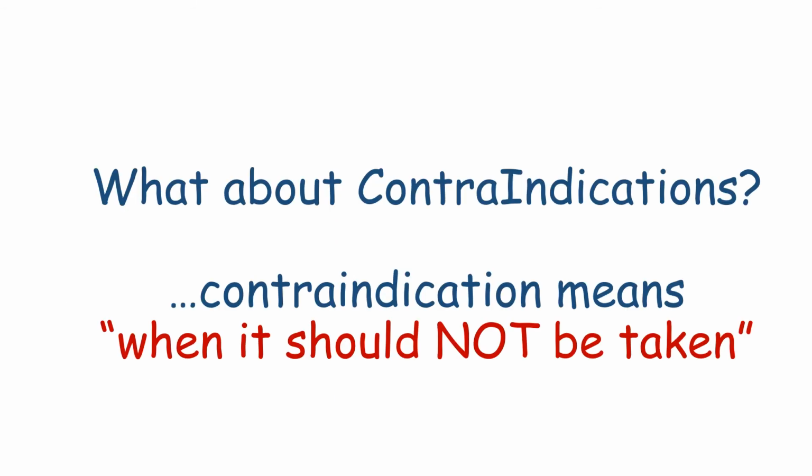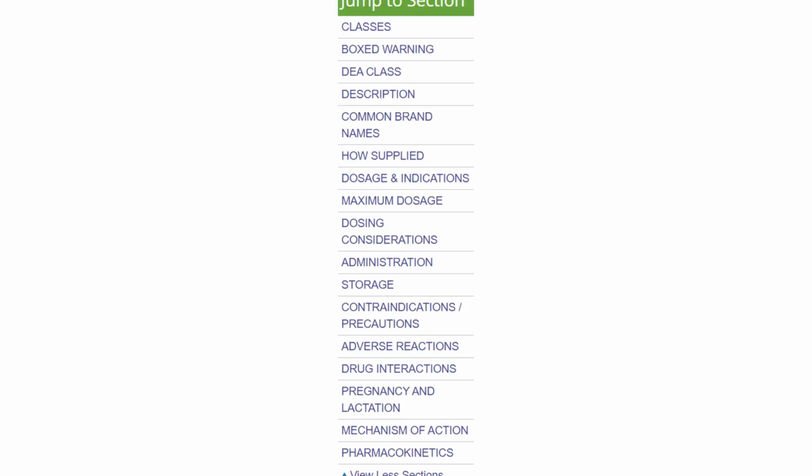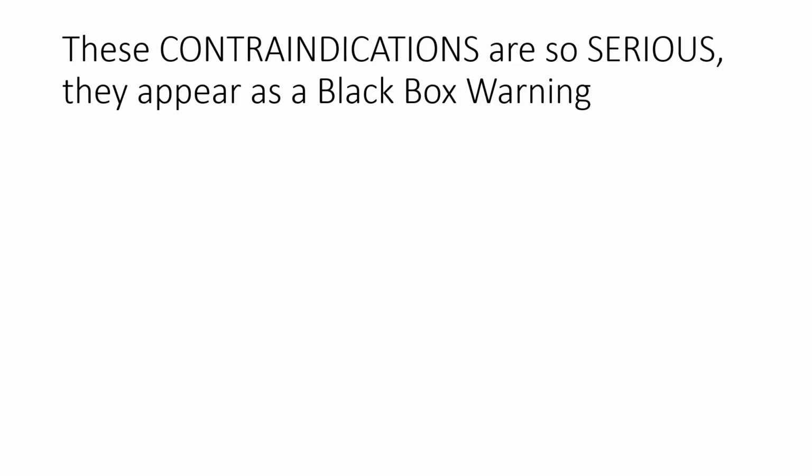So what about contraindications? Well, indication means the use. What is a drug used for? Contraindication is what situations contraindicate, meaning you should not use this drug in the patient, when it should not be taken. Once again, you can go down here and you'll see contraindications, precautions. So you click on that and you can find the information.